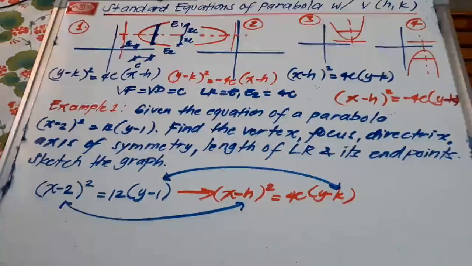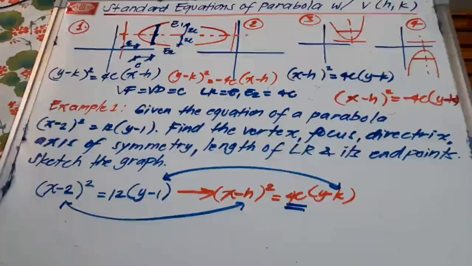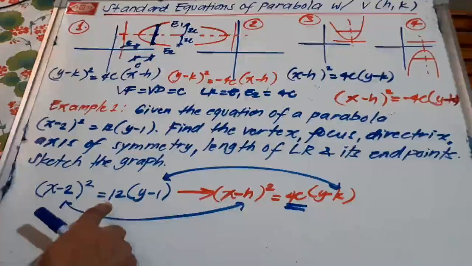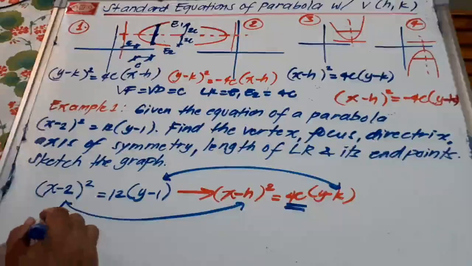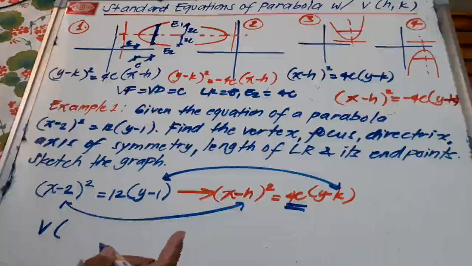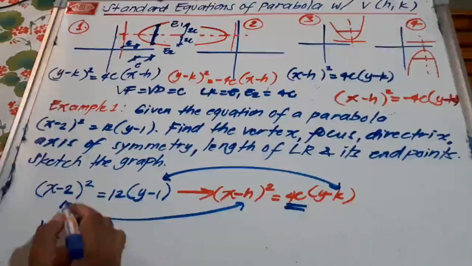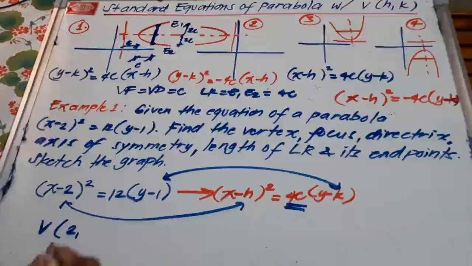Diba? And 4c, as we all know, is the length of the latus rectum. Therefore, 4c is equal to 12. Then, our answer for the vertex is, the vertex is located at (h, k). Okay, (h, k). Anong h natin? 2. Ang ating k is 1.